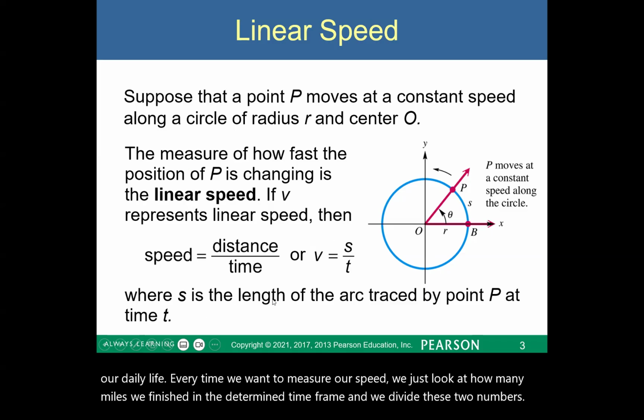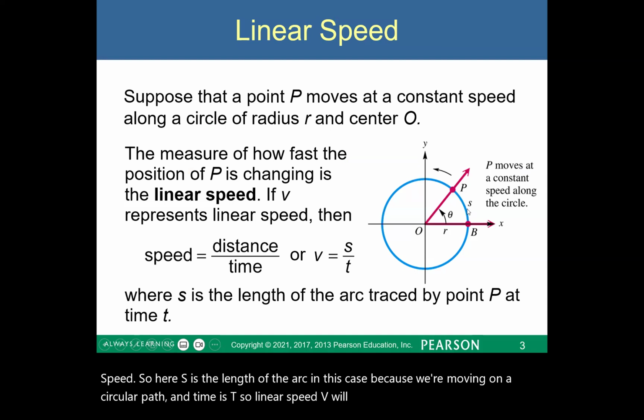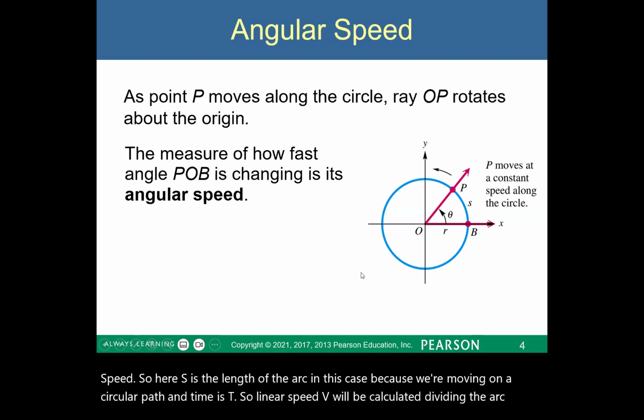So here, S is the length of the arc in this case, because we're moving on a circular path, and time is t. So linear speed v will be calculated by dividing the arc length by t.